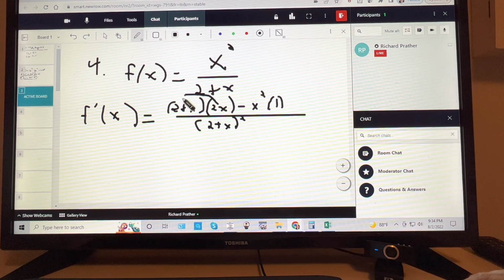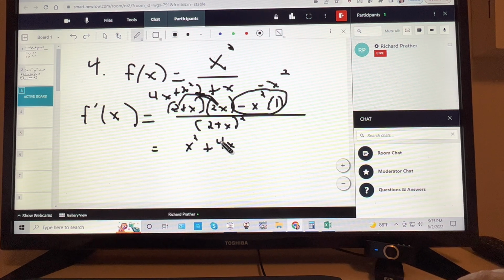So this would make a 4x and a 2x squared. And this is just minus x squared. So I can clean this up a little because it'll make the second derivative easier. 2x squared minus x squared is x squared plus 4x. That's all that happened in the top. And then if you want to flip-flop 2 plus x to x plus 2, that's fine. So there's the first derivative simplified as much as possible.